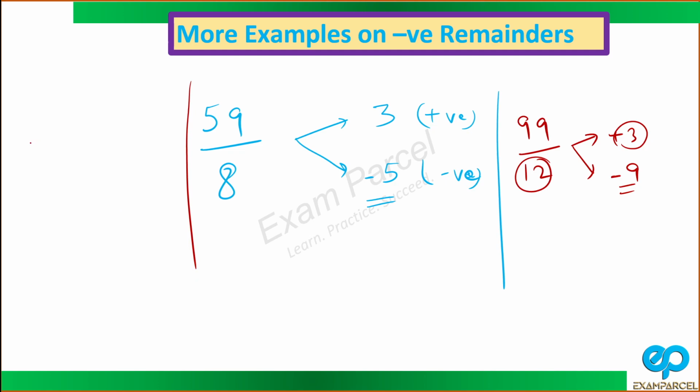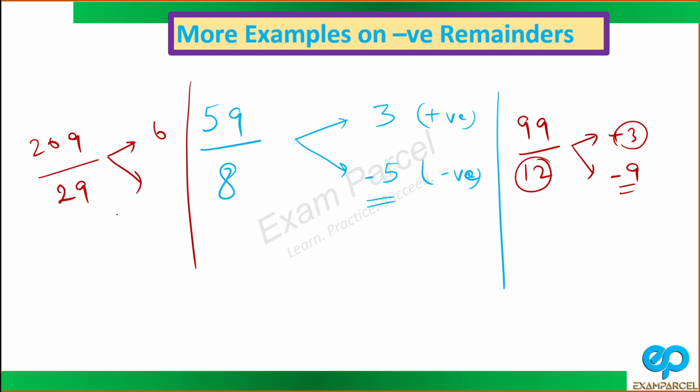Let's take another example. Let's say 209 by 29. So 29 into 7 would be 203, right? So this will give me a positive remainder of 6. This will give me a positive remainder of 6.